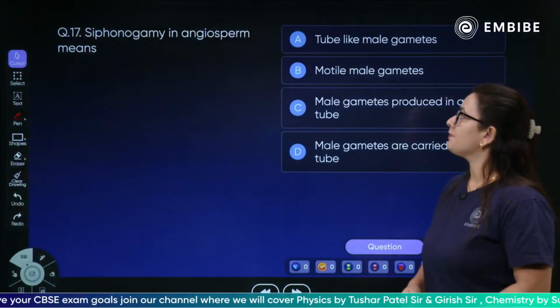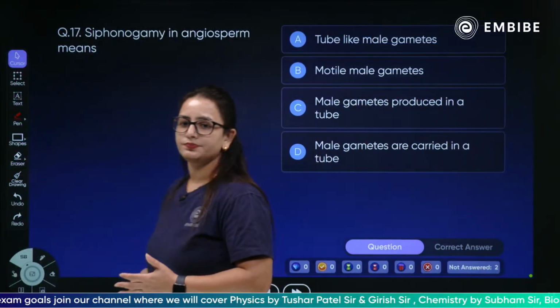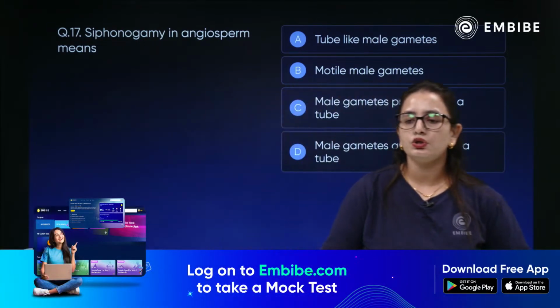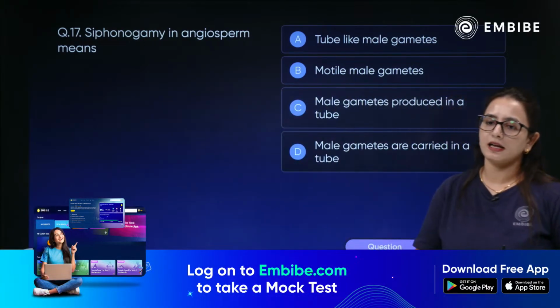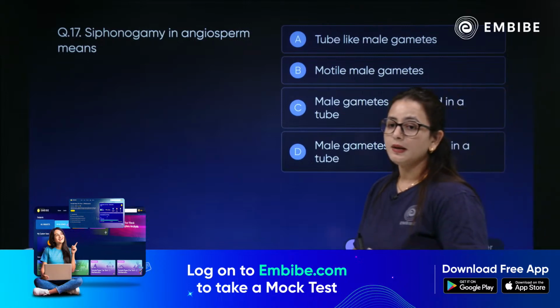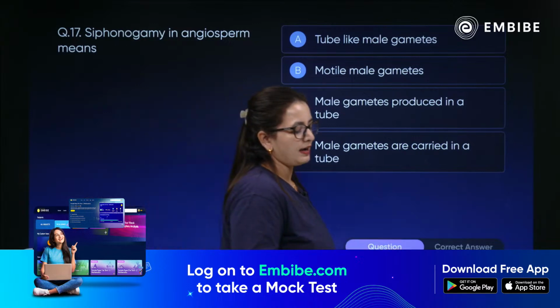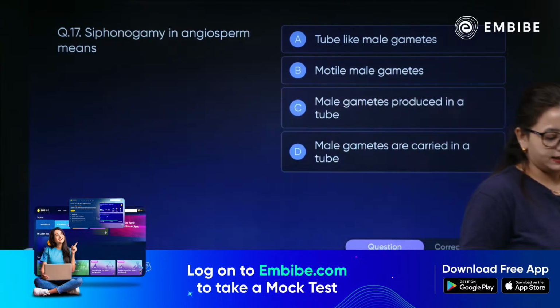Next question, siphonogamy in angiosperms means what? Two tube-like male gametes, male motile gametes, male gametes produced in a tube, male gametes produced and carried in a tube. What do you define as siphonogamy?